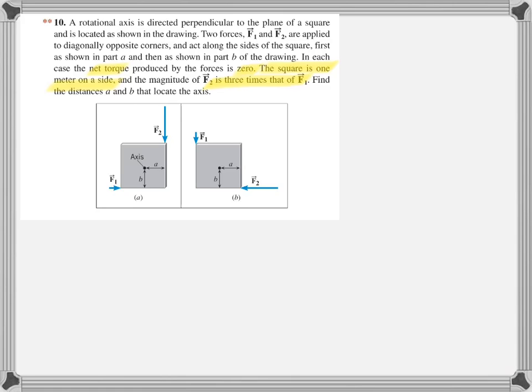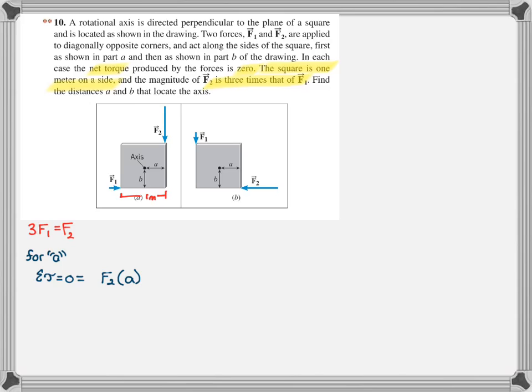Okay, so they want us to find the axis of rotation of this square. Now, even though in the picture it looks like it's exactly in the middle, it is not. What we have to work with is the fact that they told us the square is 1 meter. They also told us that F2 is 3 times larger than F1, and you can even see it in the picture because they drew the arrows much greater.